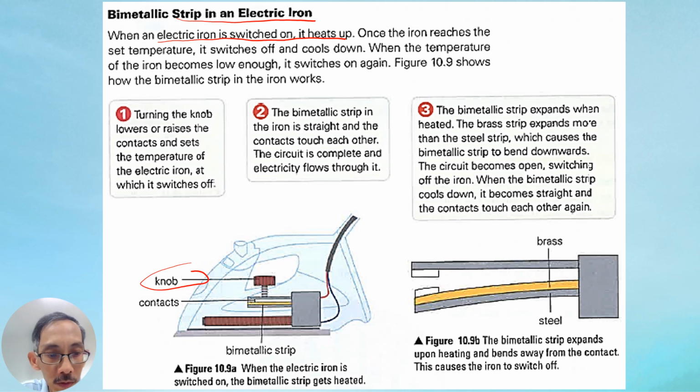So when you set the temperature that you want based on the type of clothing that you're ironing, once the iron reaches the temperature that you set, it will then switch off and cool down. I think it's obvious, right? You don't want the iron to continue getting hotter and hotter, because then it may burn your clothing. So this is where this thermostat using the bimetallic strip helps to control the temperature.